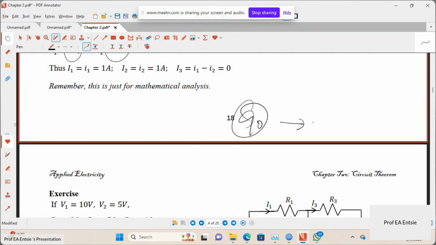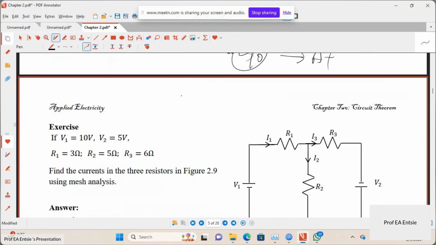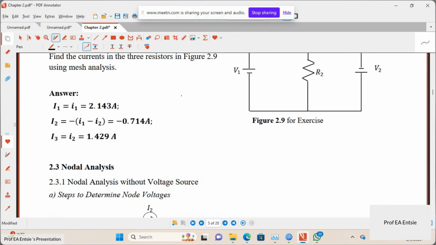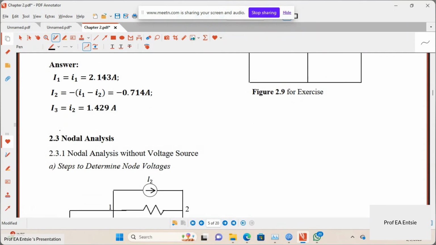Are you okay? So I'll come with the next method, which is the nodal analysis. So till then, stay safe.